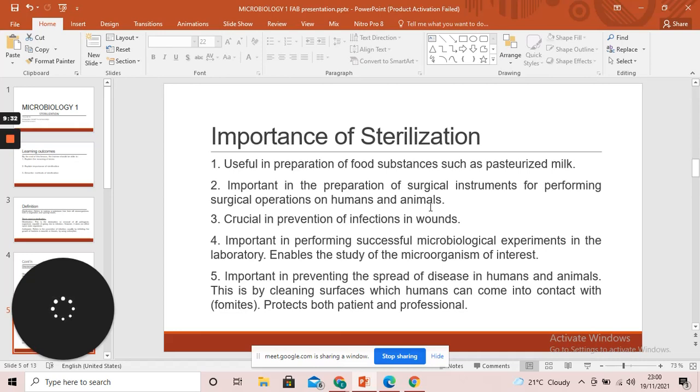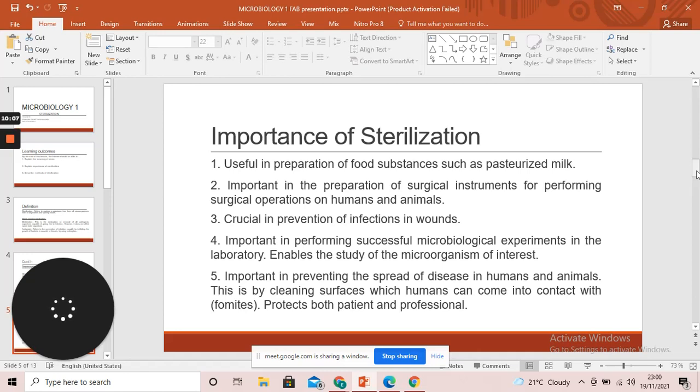Another important aspect of sterilization is that it prevents infections in wounds, like through the use of antiseptics. It is also important in enabling the successful performance of experiments in the microbiology lab, because it removes all the other microorganisms which are not targeted and only leaves the microorganism of interest to be studied.